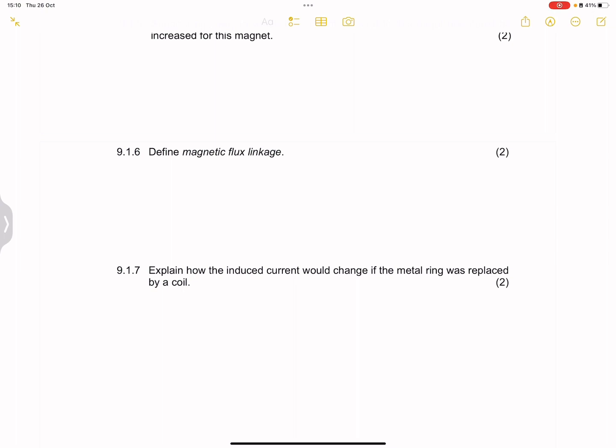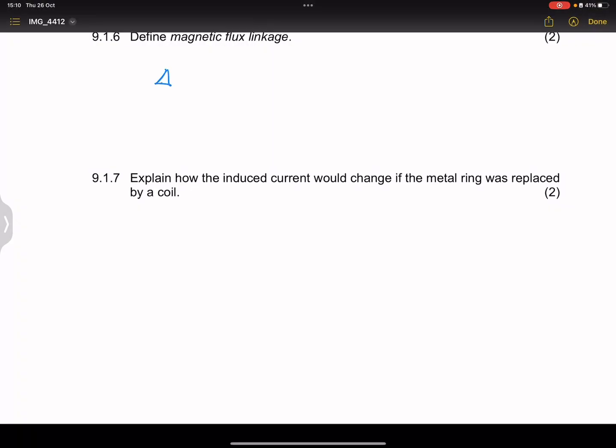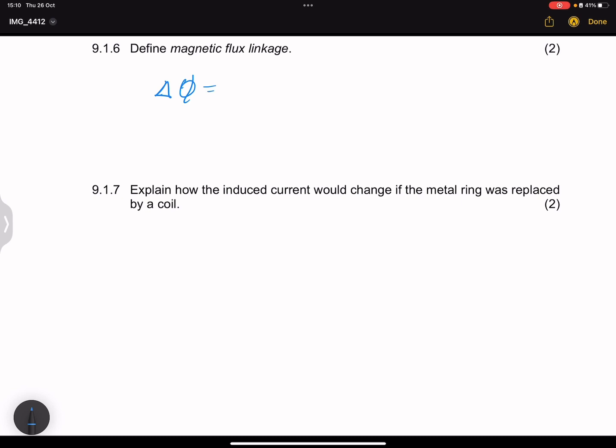Remember, whenever you look at that, that's going to be change in phi, so that's B times A. So all we need to do is to talk about what it is. In this case, it's the product of the turns of a coil and the flux through the coil as well. So the product of the turns of the coil and, as I had said, the flux through the coil.